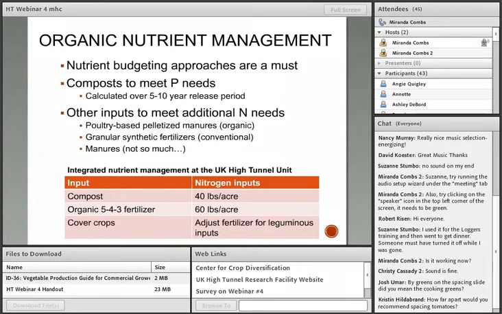So we start with the equivalent of 10 tons per acre of compost, which, based on our tests of that compost, is the equivalent of about 40 pounds per acre of nitrogen. If you calculate that compost as releasing its nutrients over a 10-year time period, then we supplement that with an organic 5-4-3. That's just a pelletized poultry manure granular fertilizer at about 60 pounds per acre. So we basically put about 100 pounds per acre in each of those beds pre-plant.